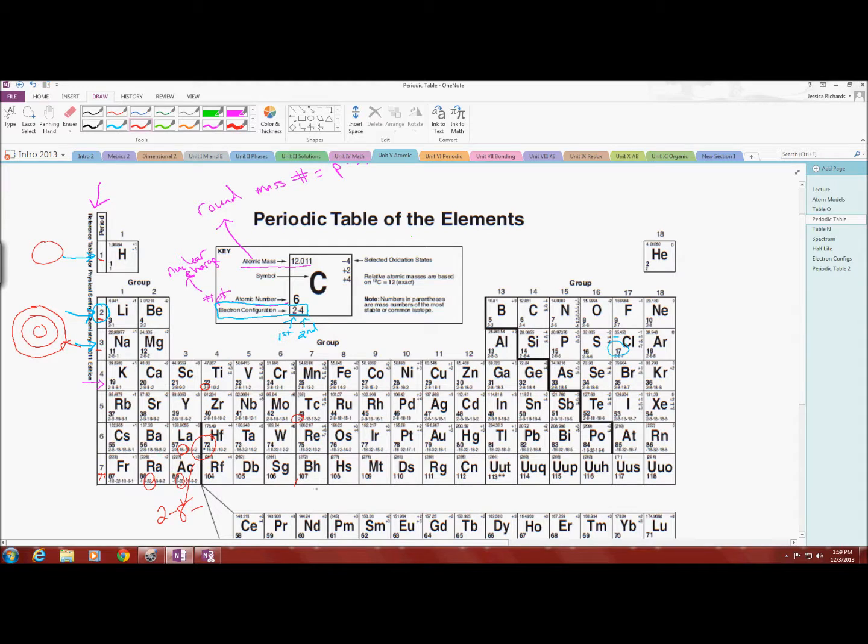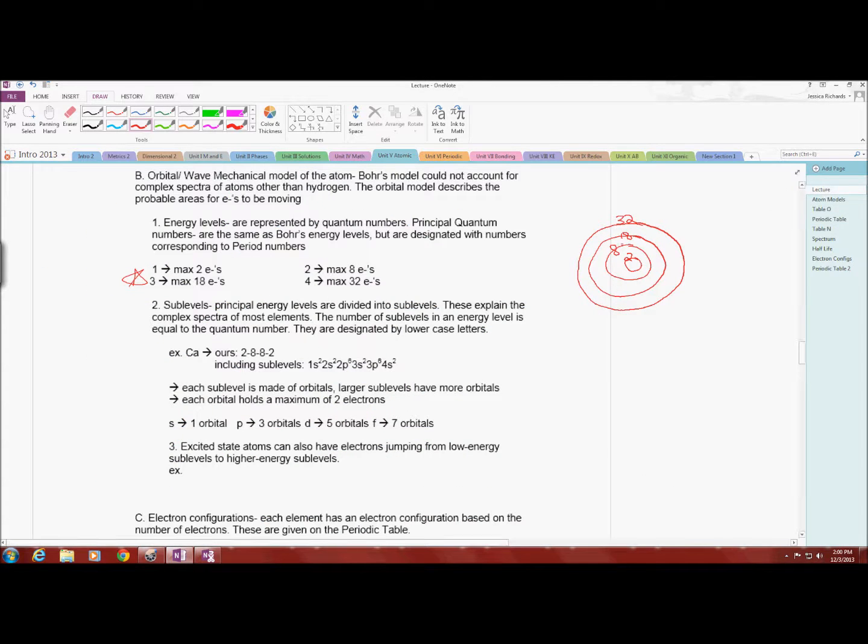The rest of them, we haven't necessarily made elements big enough or stable enough to look at their electrons to see what would be the maximum number that you could put in those rings. So you don't have a top number for them. 2, 8, 18, 32, those are the ones that you need to know.